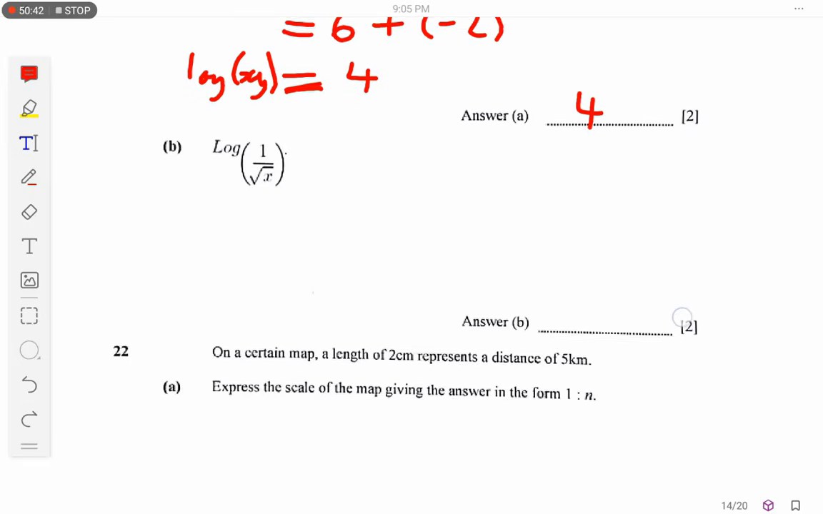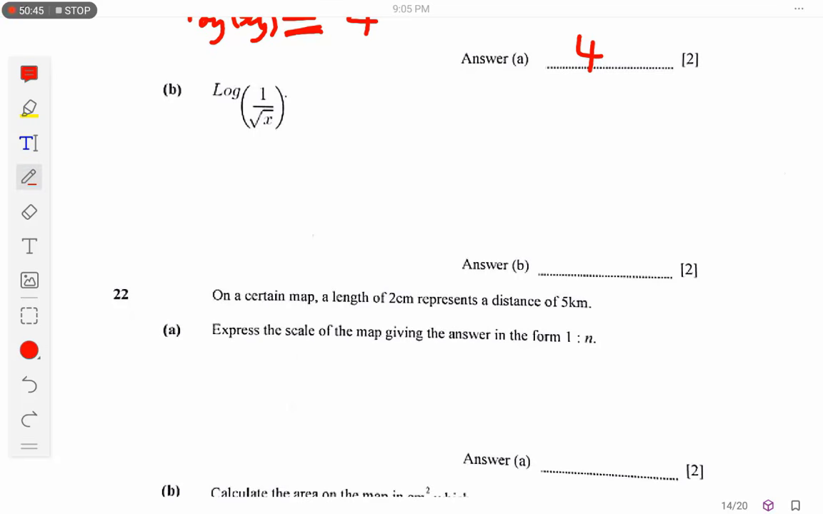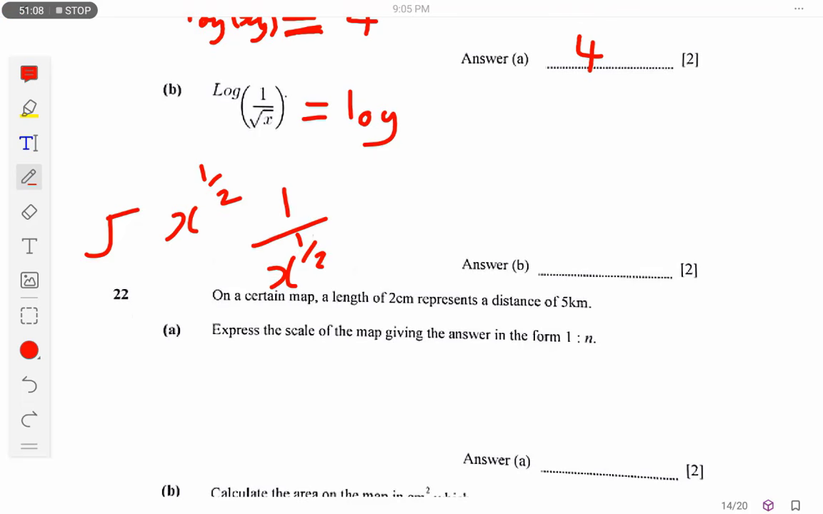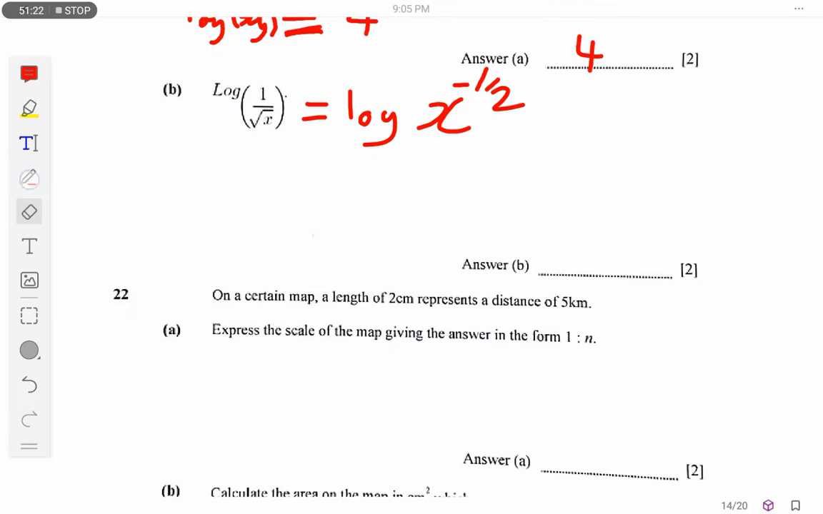Okay, let's move on to the next one. This one is a little bit tricky, but not that much, because I can rewrite this whole thing here as log of the square root. Remember, square root is the same as x to the power of half. Then when something is 1 over x to the power of 1/2, you can take a negative power and you remove this 1 over there. So this basically becomes log of x to the power of minus half. We are done. I hope you understand what I'm saying.